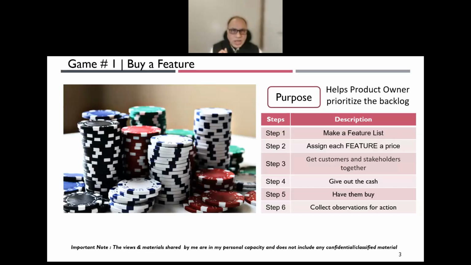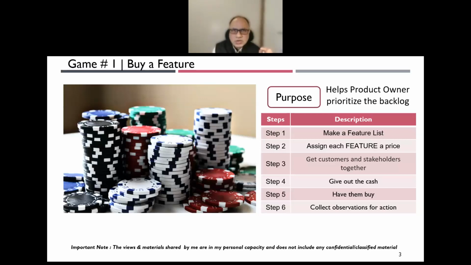Now, in this game, let us take a product, say an OTT platform. Any OTT platform you can take: Zee5, any of the Sun platforms, or for that matter Netflix or Amazon Prime. Let us say this is the product we are going to develop. We have around 25 features in this product.